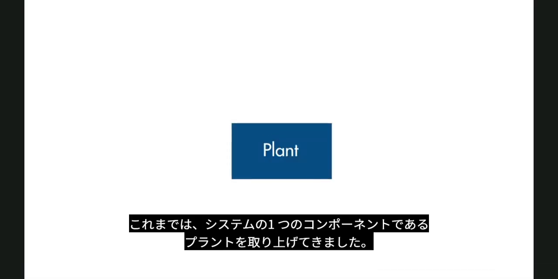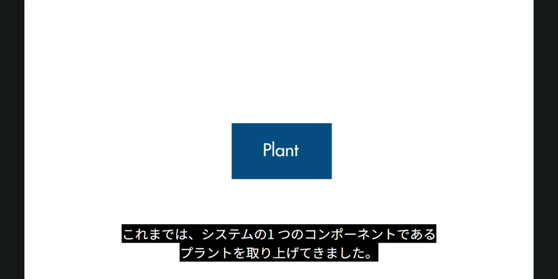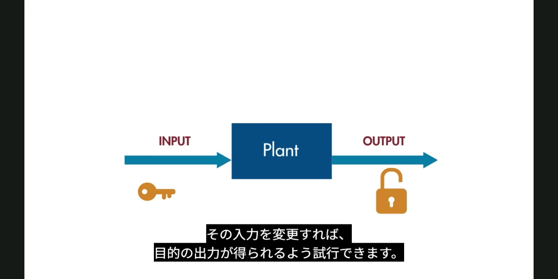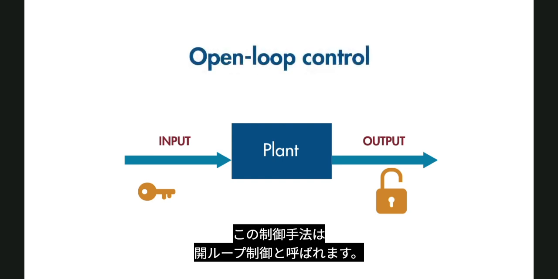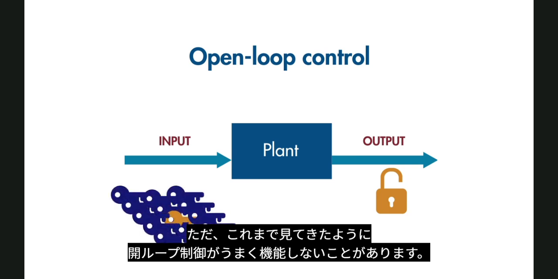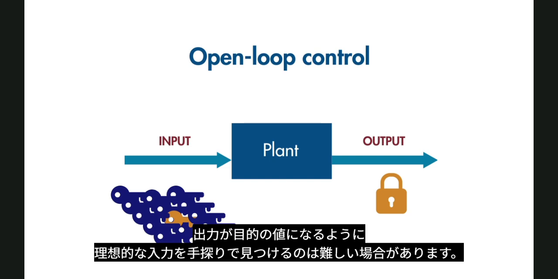In the previous lessons, we've been exploring one component of our system, the plant. We provide an input to the plant, and it gives us an output. We can then modify the input to try and get a desired output. This control strategy is called open-loop control. And as we've seen, sometimes open-loop control doesn't work very well. It can be difficult to manually find the ideal input which gives the desired output.